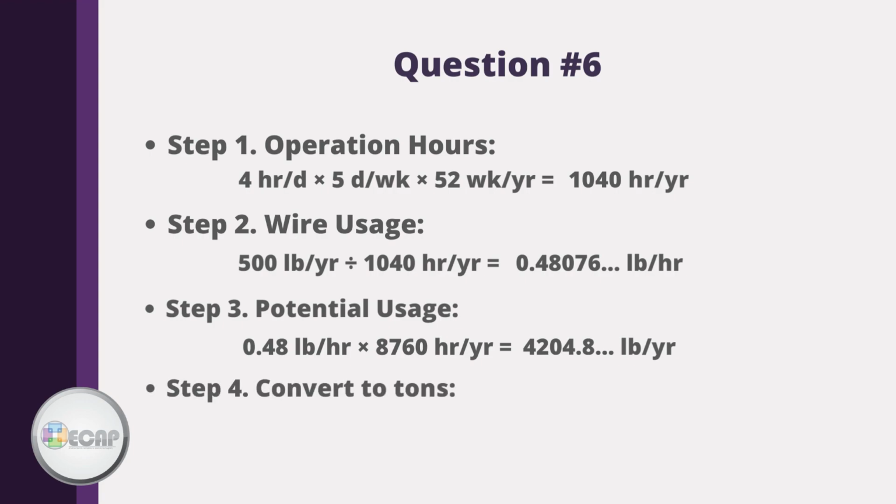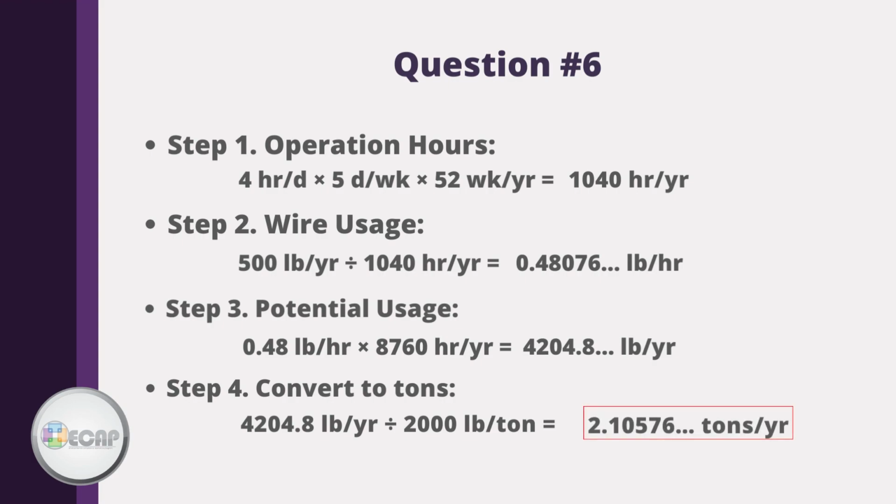Step 4, convert to tons. We now have our PTE for the welding process in pounds per year, but the Division of Air Quality asks for it in tons. To do this, we will simply take our pounds per year total of 4,204.8 and divide it by 2,000, since there are 2,000 pounds in 1 ton. This gives us a total of 2.10576 tons per year.